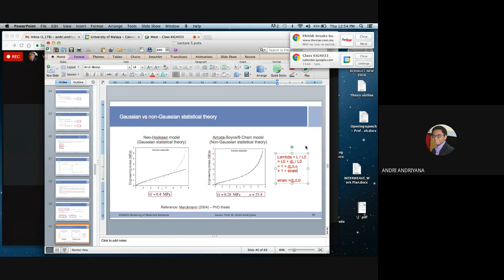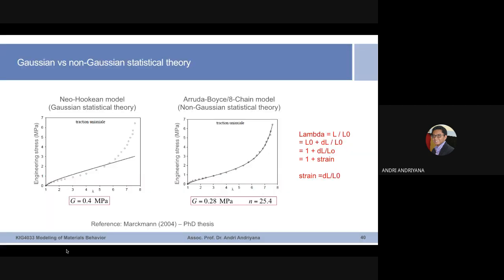So lambda, which is stretch, is equal to 1 plus strain. Okay. Is there any other questions?